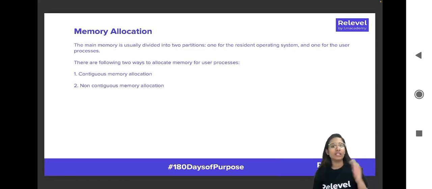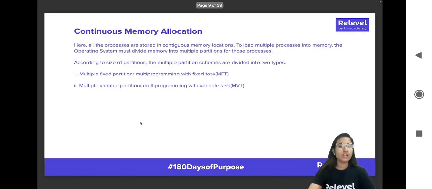One is contiguous memory allocation and the second is non-contiguous memory allocation. In this video we'll talk about contiguous memory allocation first. Whenever we talk about contiguous memory allocation, all the processes are stored in continuous memory locations, one after another. We don't keep a gap. Everything is in a contiguous, continuous manner.